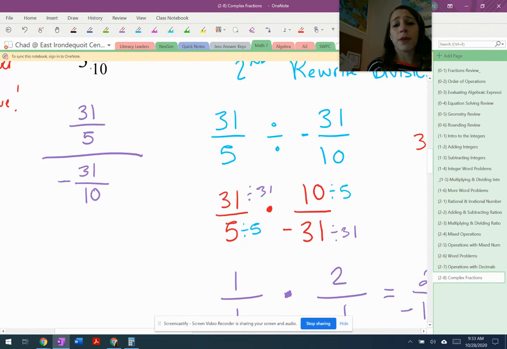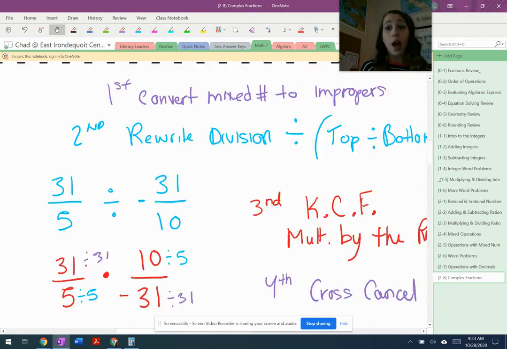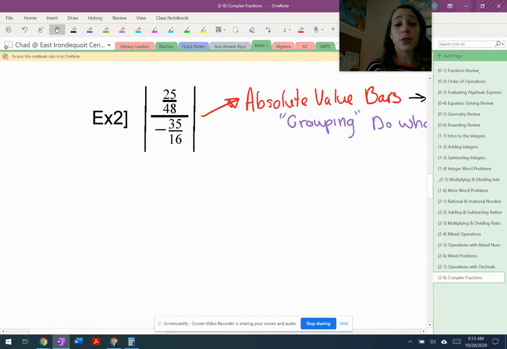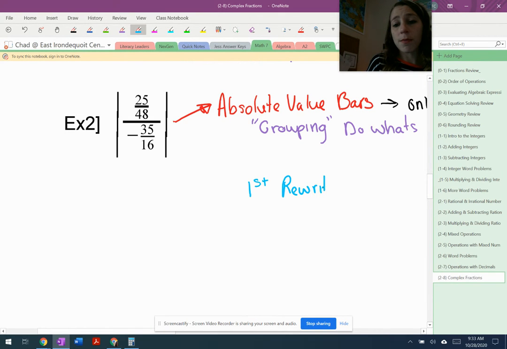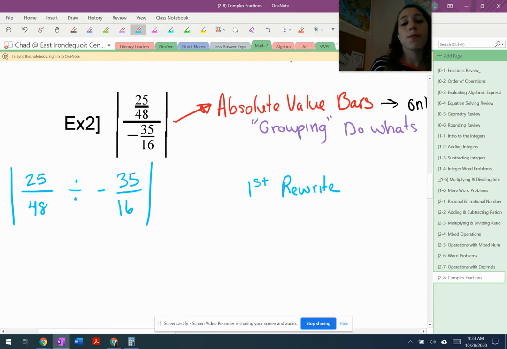So just like we started with up here, we don't need to convert any mixed numbers to impropers because we have those already. But we can rewrite that as a normal looking division like you're used to. So the first thing I'm starting with is rewrite, keeping those absolute value bars though, because we haven't done anything with them. Top divided by the bottom. Boom. Still with those giant absolute value bars.